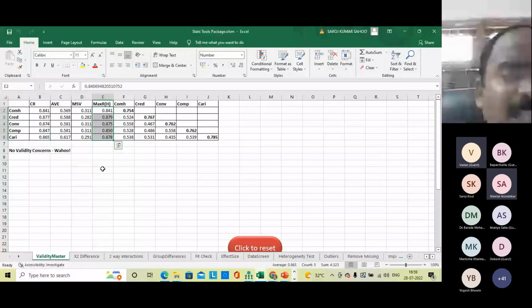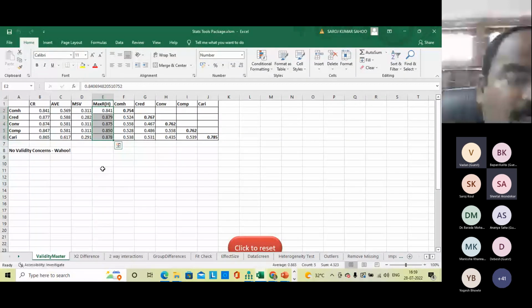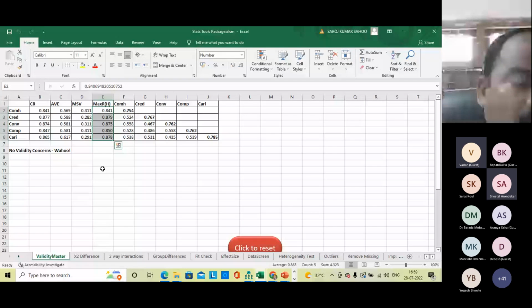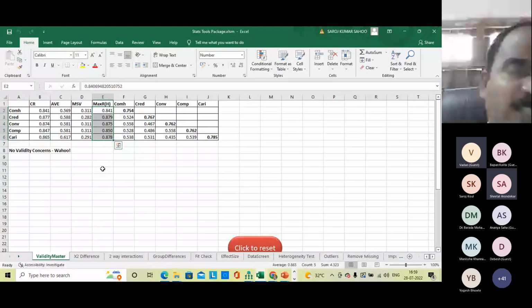So all the values of maximal reliability for all the constructs like comprehension, credibility, convenience, compatibility and caring are more than 0.7. Hence, the discriminant validity is proven.